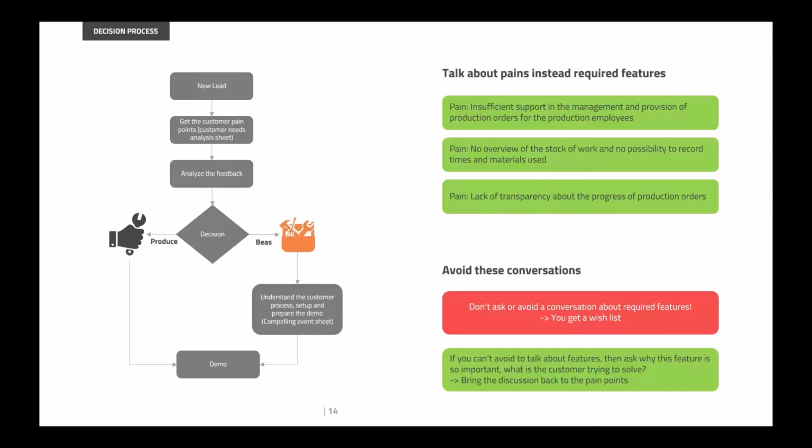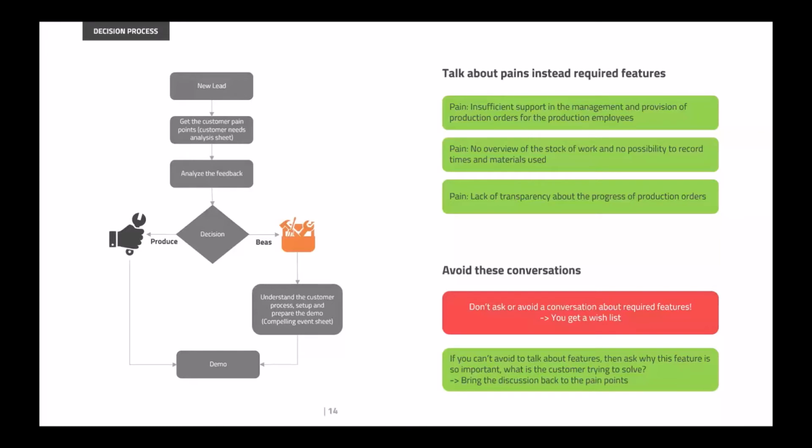What's the progress on the shop floor, on the execution of production orders? So there are 3 pain points, and what you should avoid in this call, in the conversation with the customer, in this early stage, is a conversation about required features.